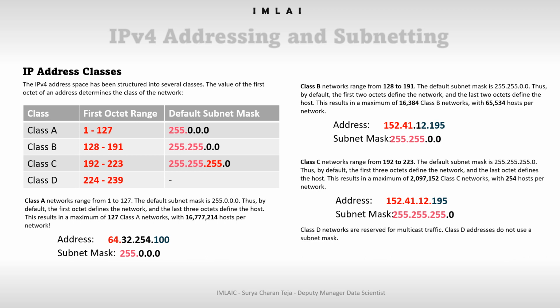And finally, we have the class D network. Class D networks are reserved for multicast traffic. That is the reason, as we discussed earlier, they do not use a subnet mask at all. They are reserved and specific, so they don't need a subnet mask.